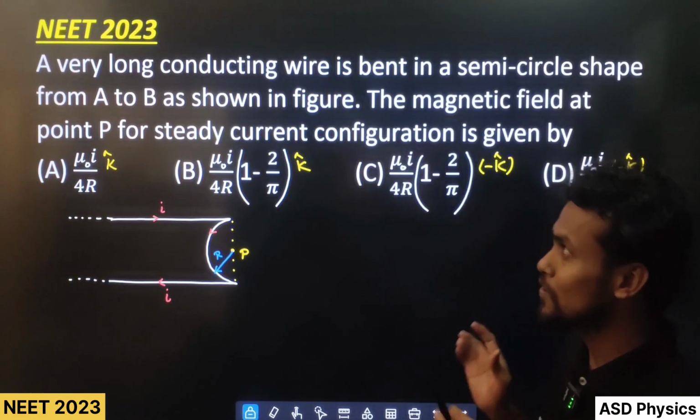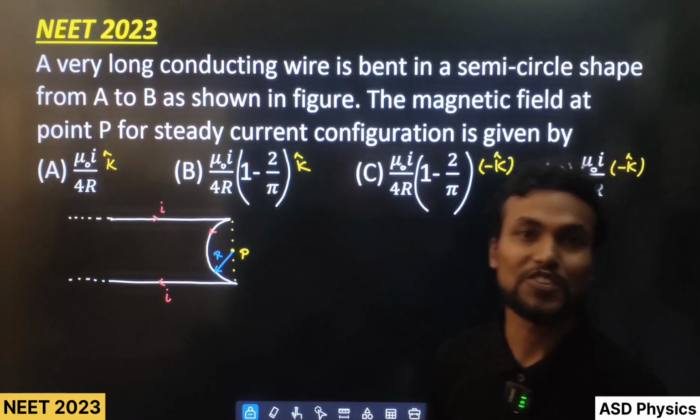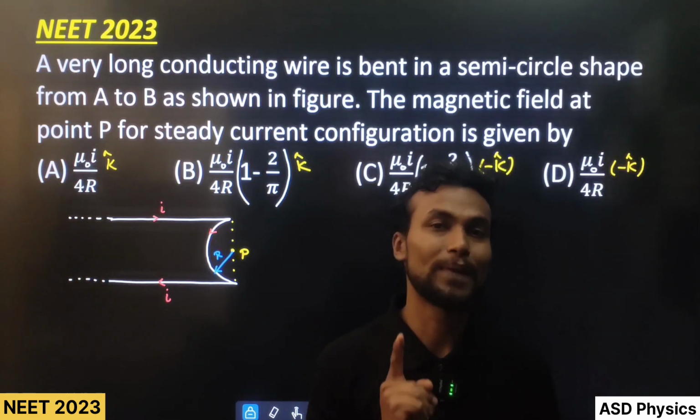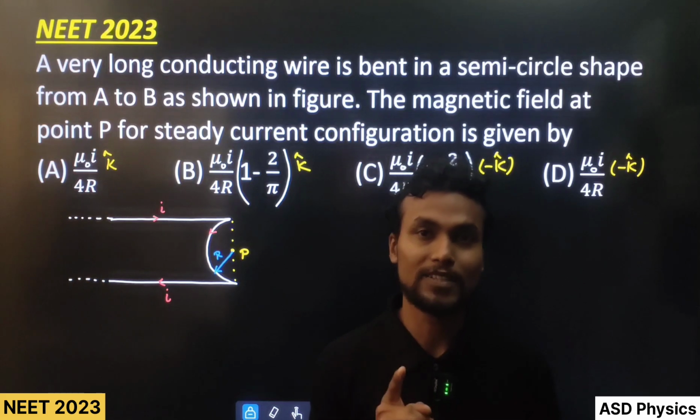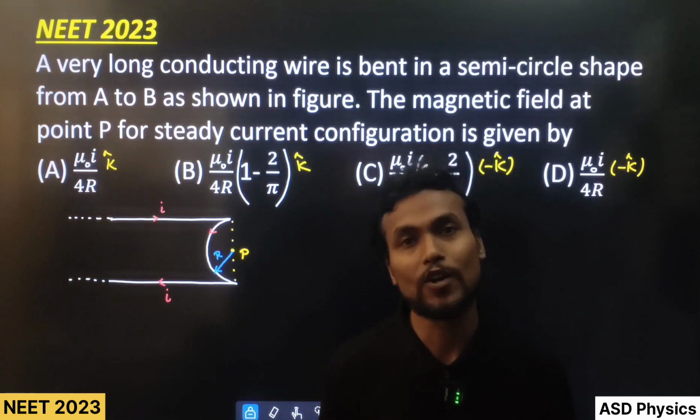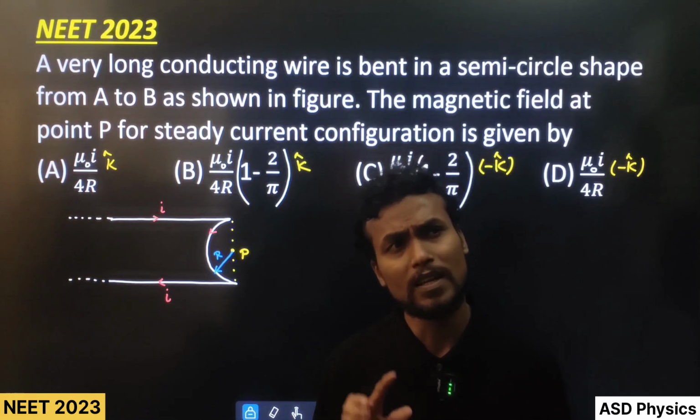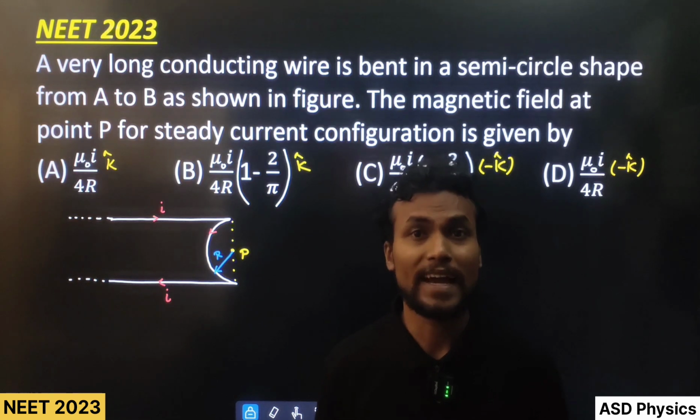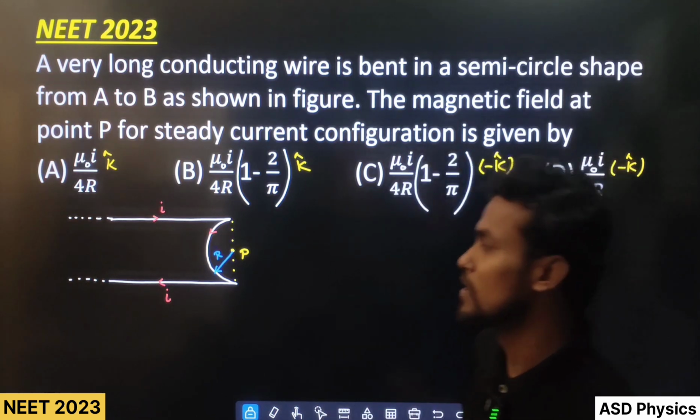Hope you are doing good. Today we are going to solve a NEET 2023 question of moving charges and magnetism. For that you should have very good knowledge of how to find the direction of the magnetic field when the current is going in different directions. Okay, so let's go through the question.